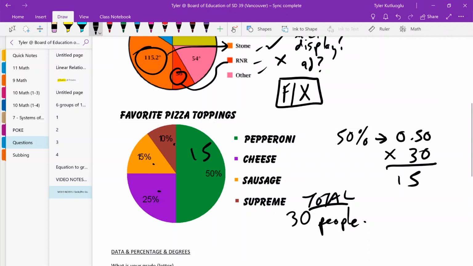We can do the same for these numbers. So we can do the 30 people times 10% gives us 3 people, times 15% gives us 4.5 people, which obviously there's some kind of rounding issue.